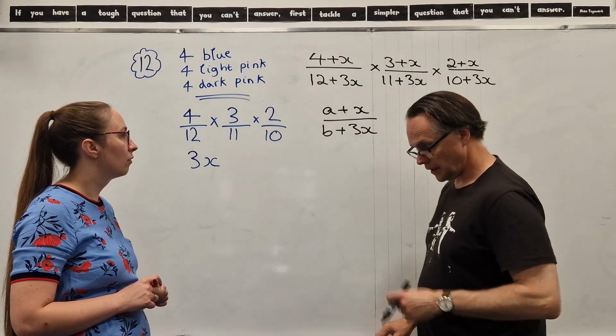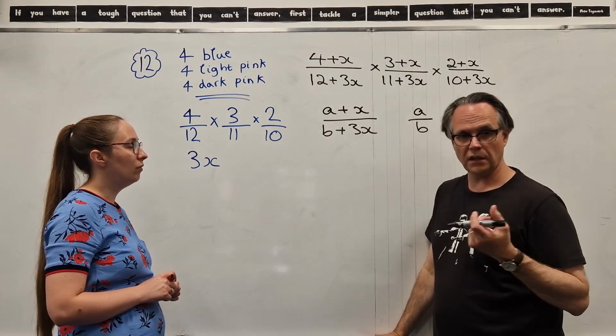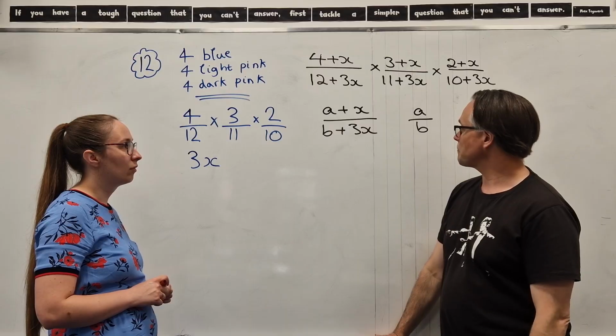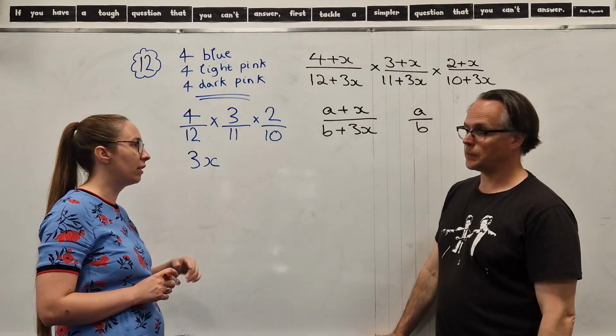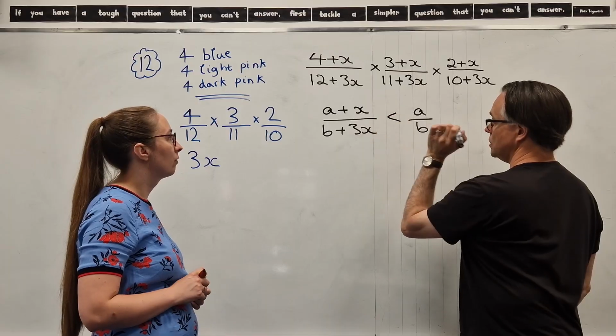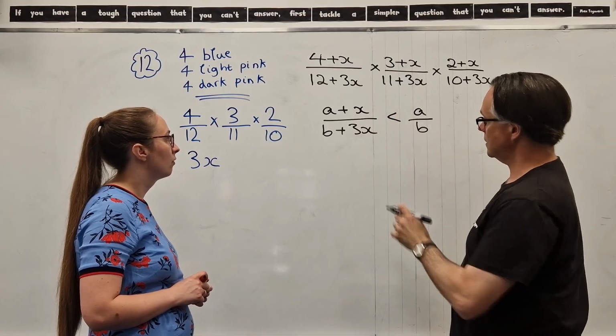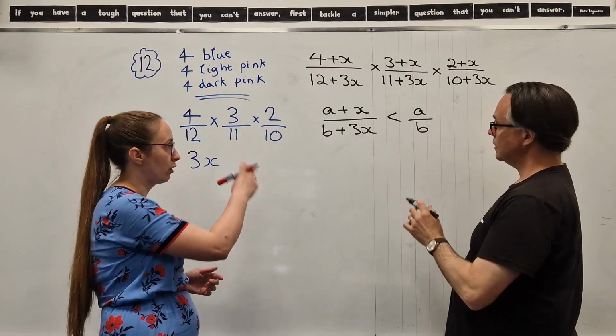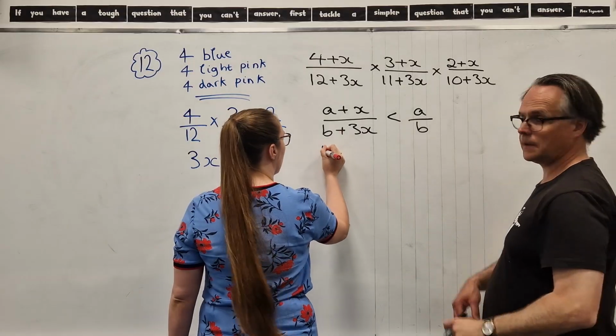Now, we did a short video a while ago about a nice easy way to compare the sizes of fractions. You can just assume one's bigger than the other. So let's assume that that is the case, that that is less than that. If that is true, we can cross multiply. Do you want to do it?